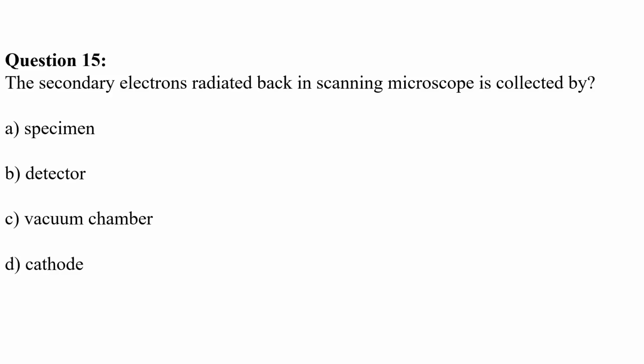Moving to the next question now, question number 15. Secondary electrons radiated back in the scanning microscope are collected by option A, specimen, option B, detector, option C, vacuum chamber, and option D, cathode.